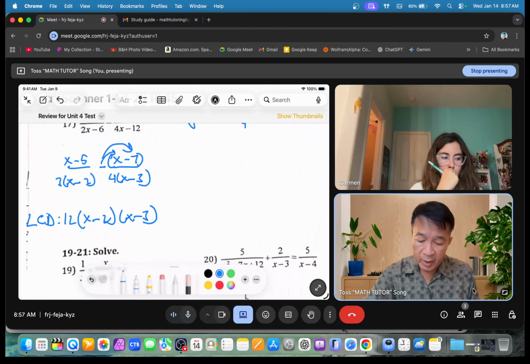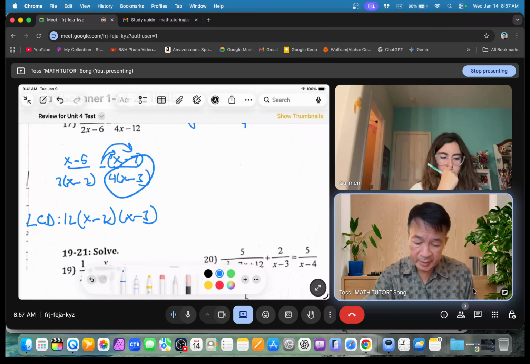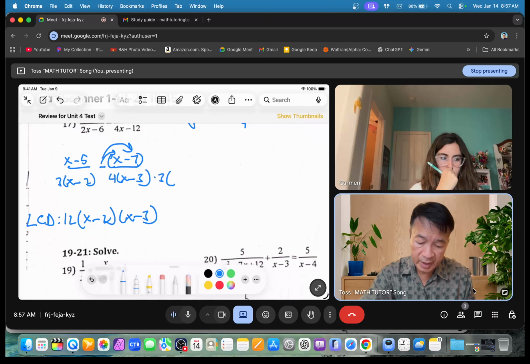Since the LCD is 12, this part is missing. It's not 12, so you have to times it by 3, and you also have to times it by x minus 2. So if you were to continue with this problem, this is the math that you should be doing. Times the top and the bottom by 3x minus 2.